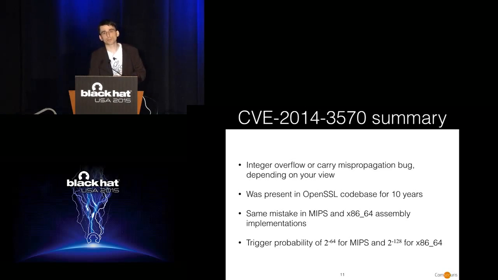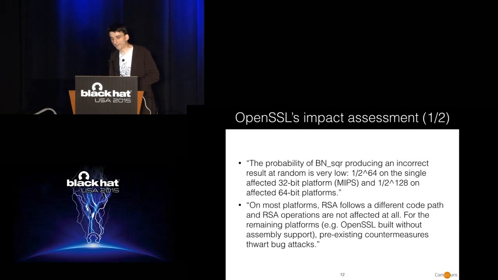However, the probability that you will hit this with a random input is low. You will only hit it with probability 2 to the minus 64 or 2 to the minus 128 for a random input. You might also try to hit it deliberately, and depending on the algorithm, you can do that. So OpenSSL's impact assessment of this bug was that the probability is low, and on most platforms RSA follows a different code path, and hence RSA operations are not affected at all.